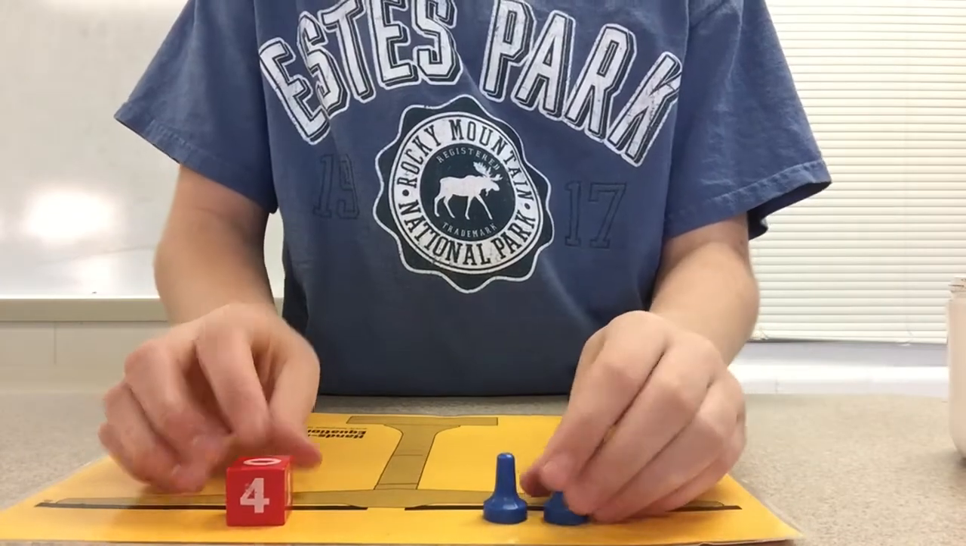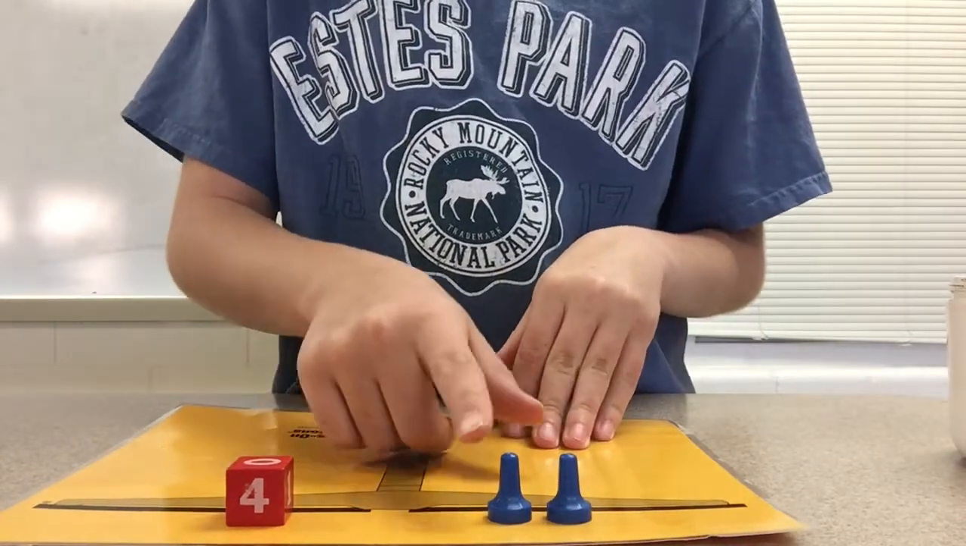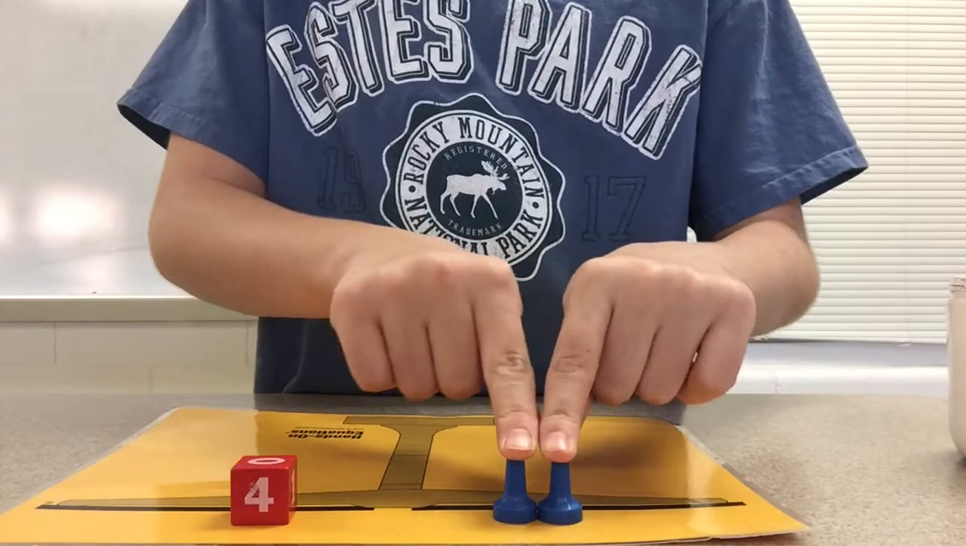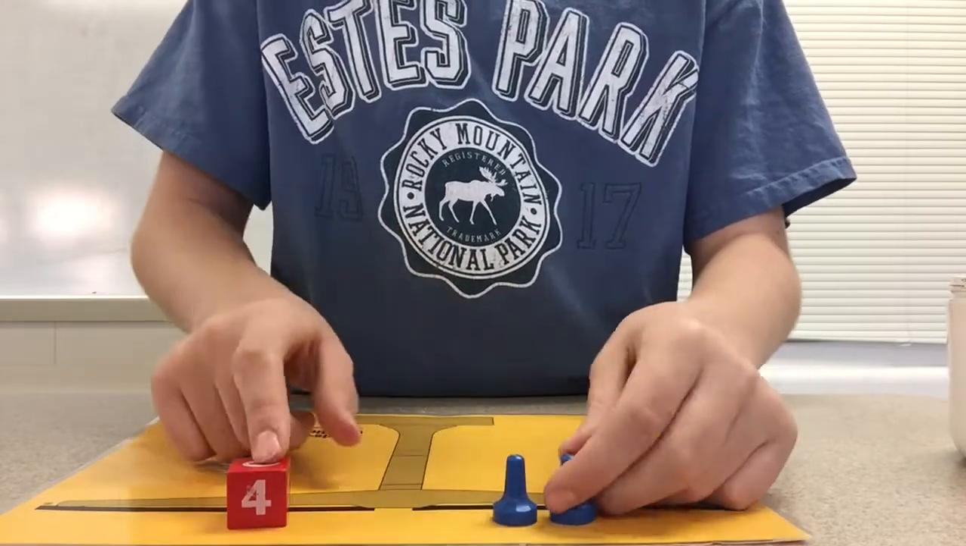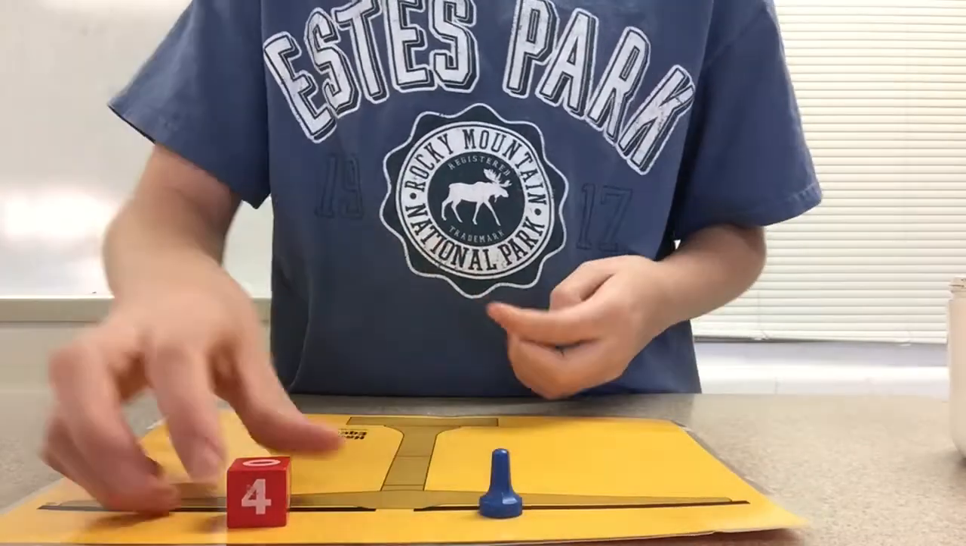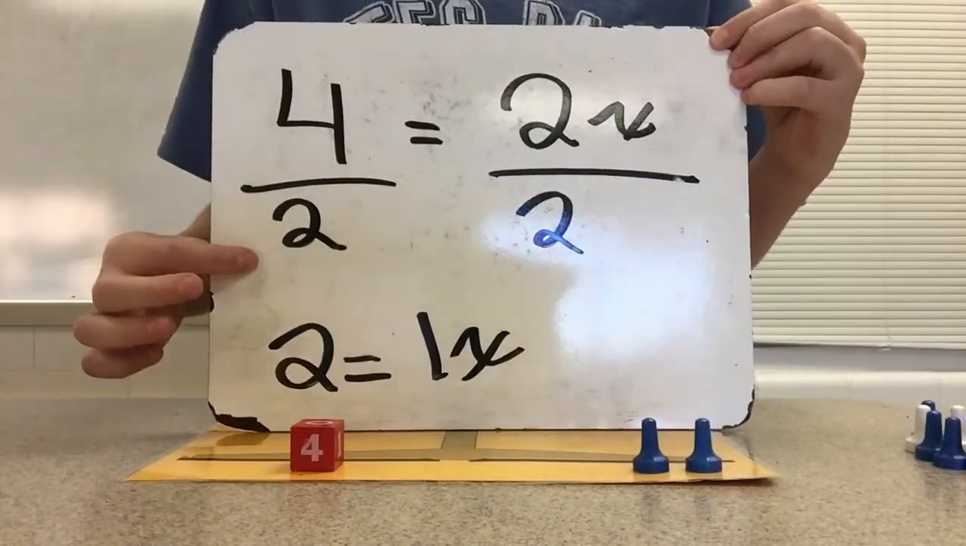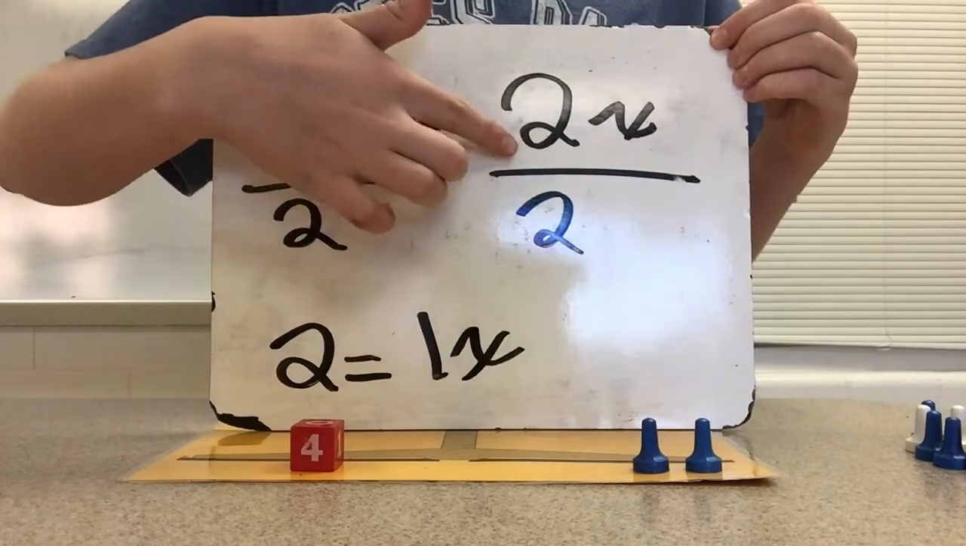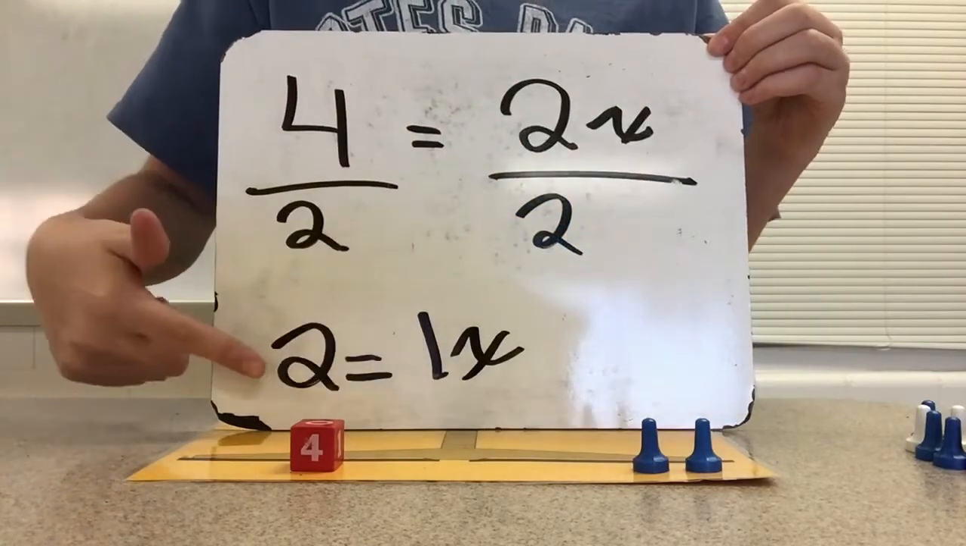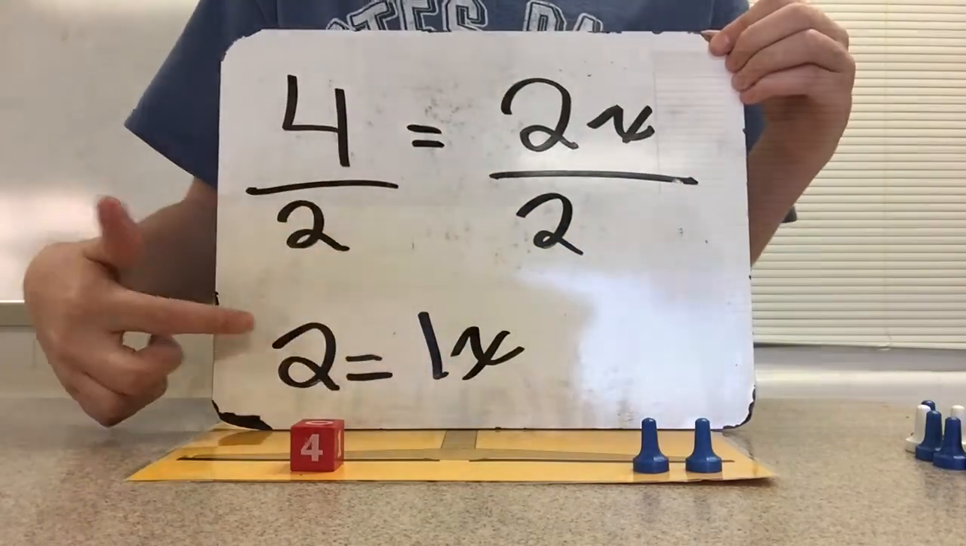And then we divide. You divide these by 2, and you divide 4 by 2, and you get 1x equals 2. Lastly, we're going to divide 4 by 2 and get 2, and 2x divided by 2 to get 1x. So our answer is 1x equals 2.